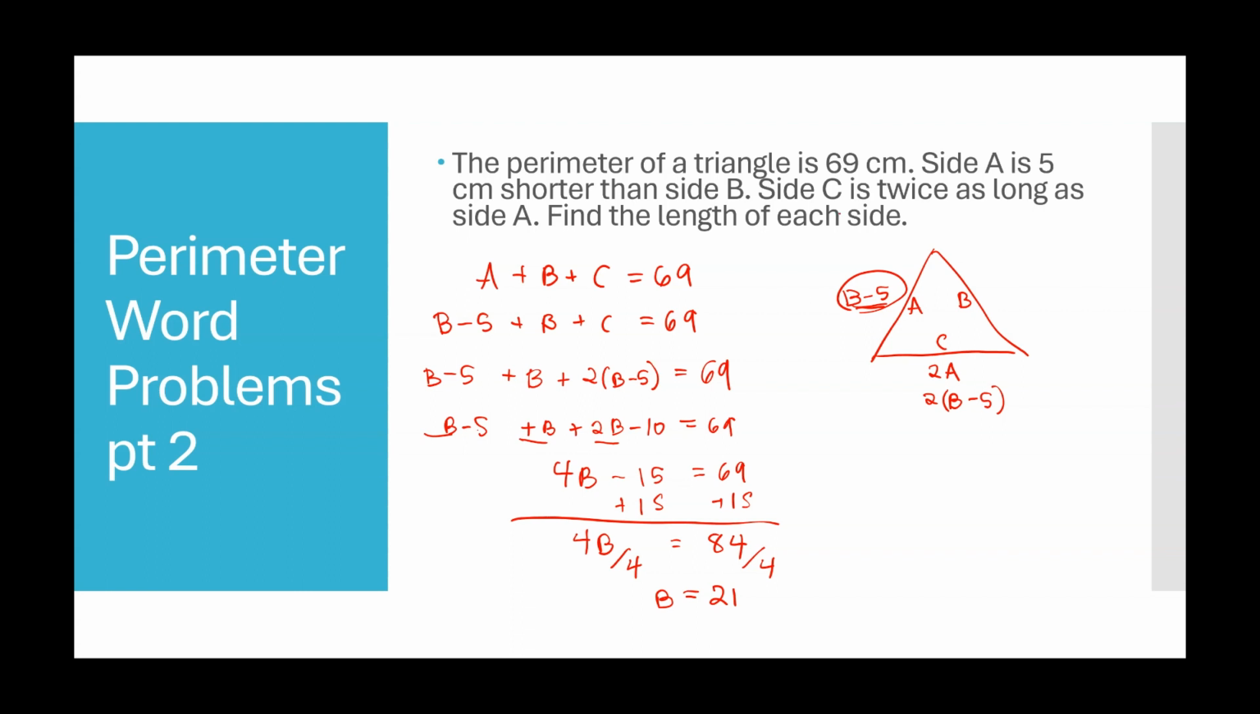So the length of each side, though, it said, huh? So B is 21. A is 5 less than that, so 21 minus 5. And C is twice as much as A, so 16 times 2. And hopefully when I add these up, it's still going to give me 69.